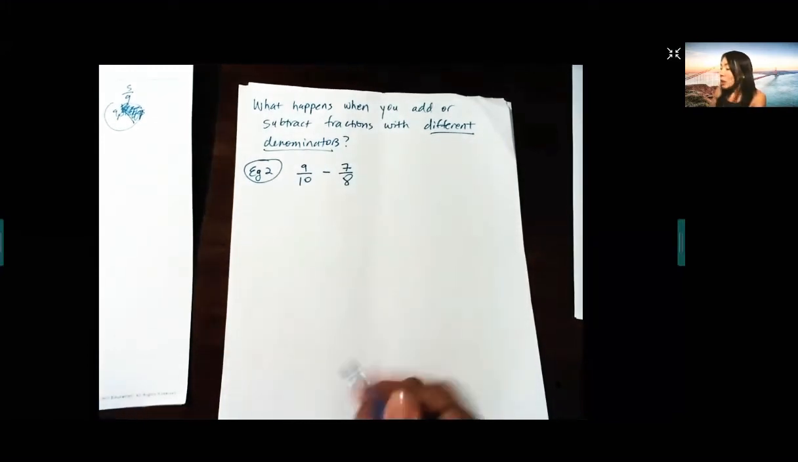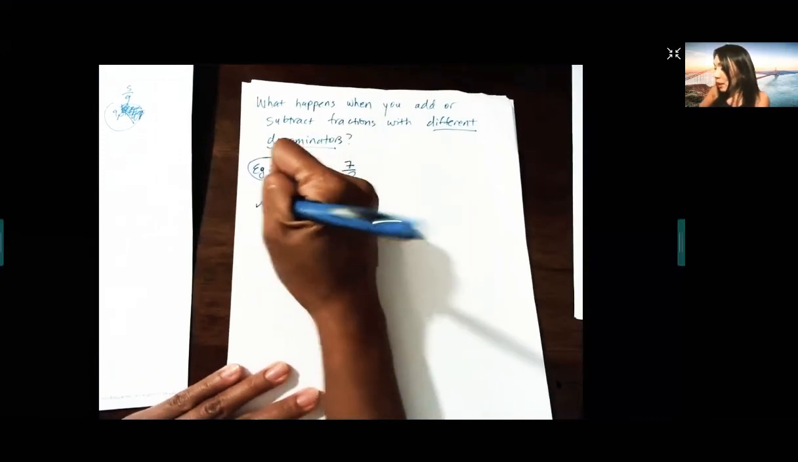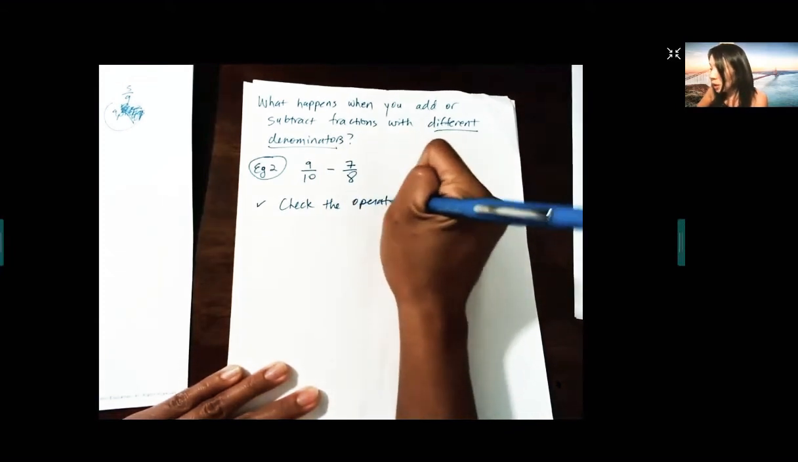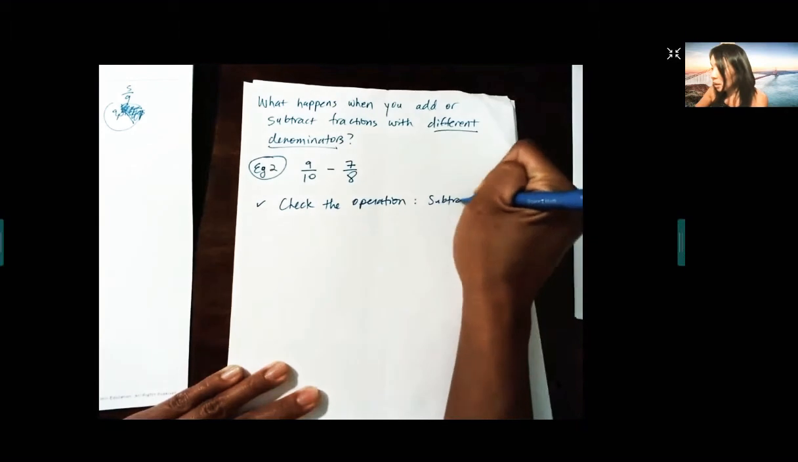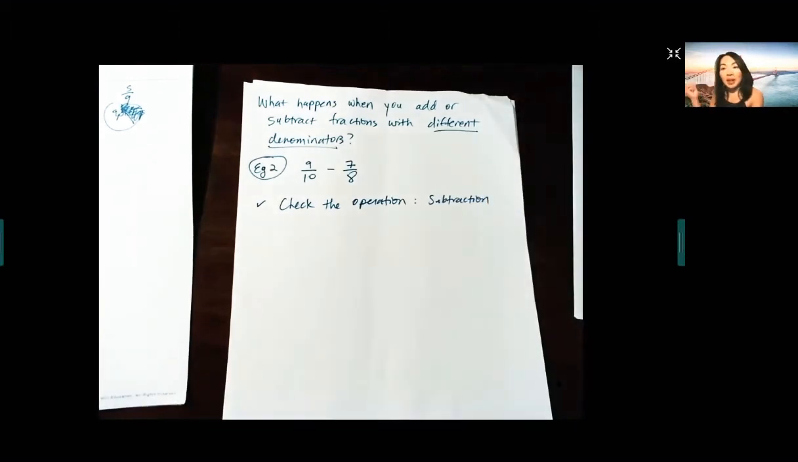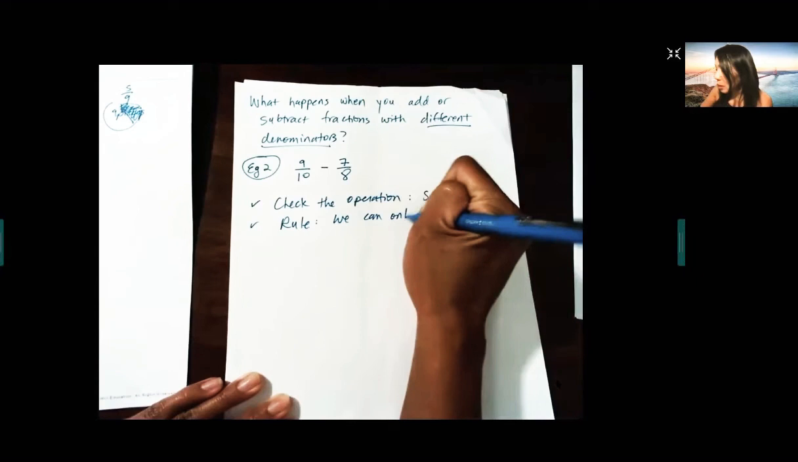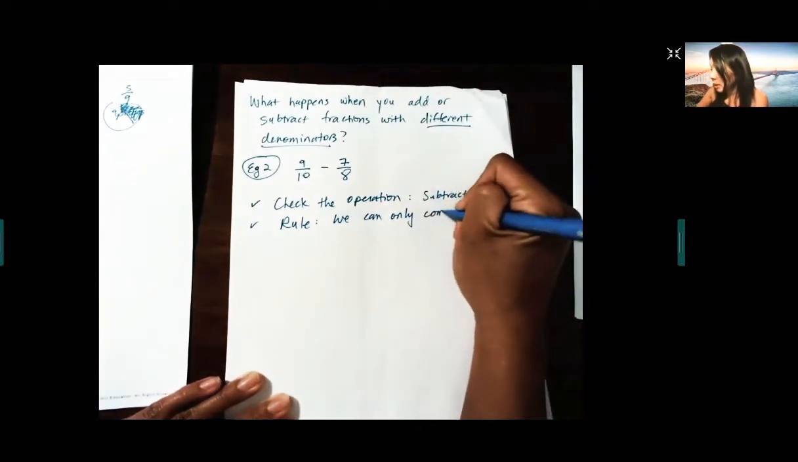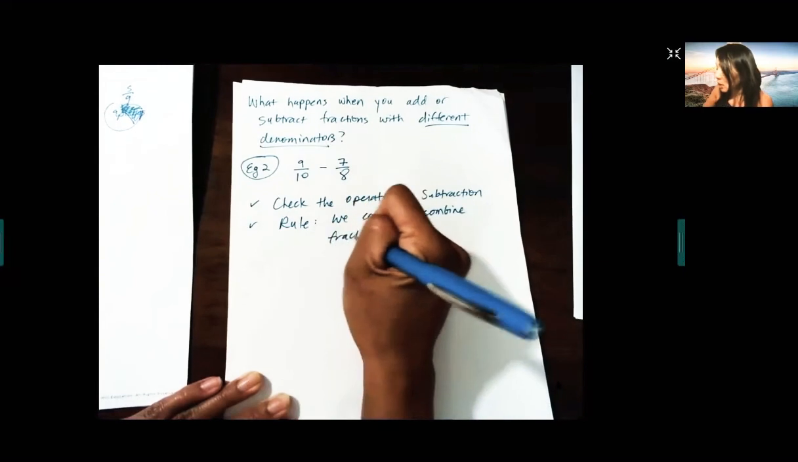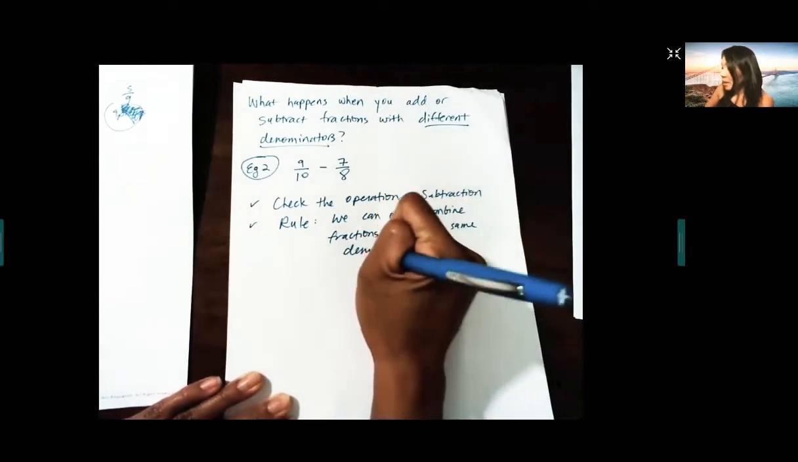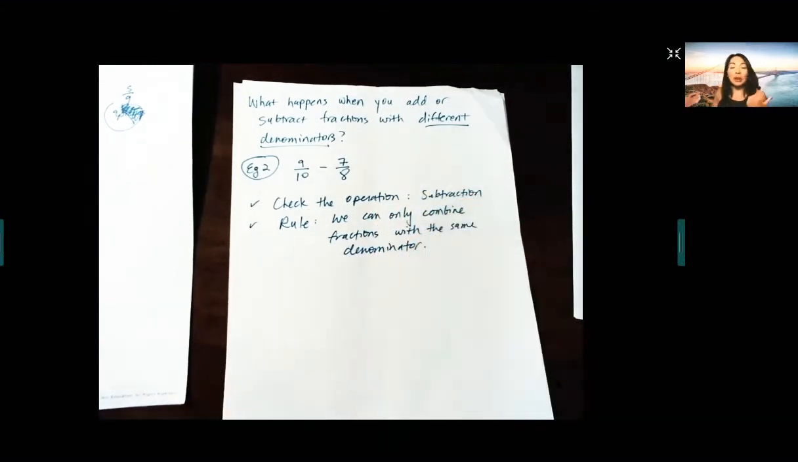So first, we always need to check the operation. Since I noticed that this is a subtraction operation, I realize I need to pull up my rules of what to do when you add or subtract fractions. And the rule is that we can only combine fractions with the same denominator. So that is the rule. They have to be the same in order for you to add or subtract.